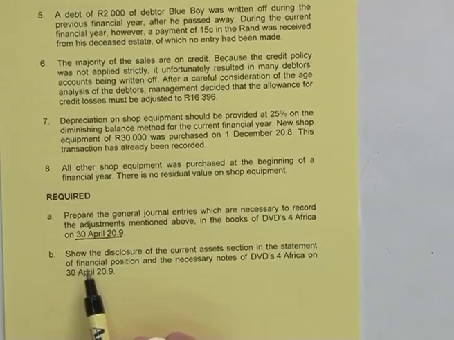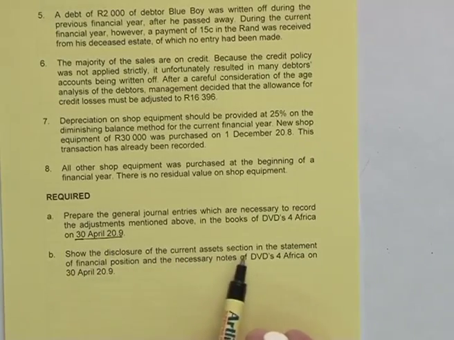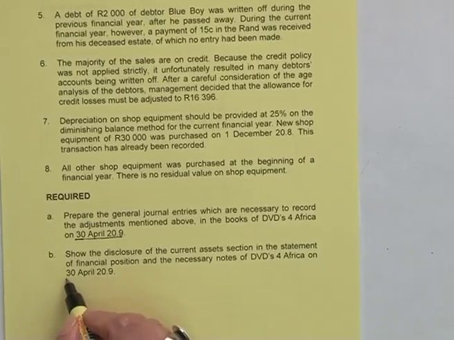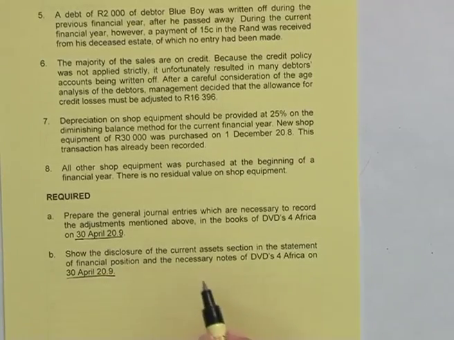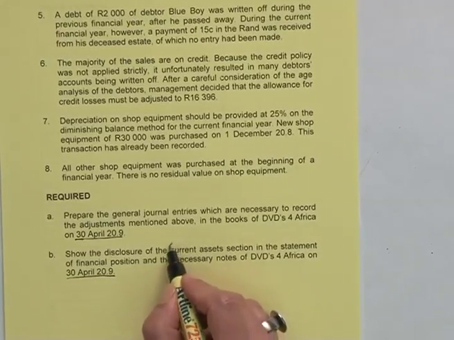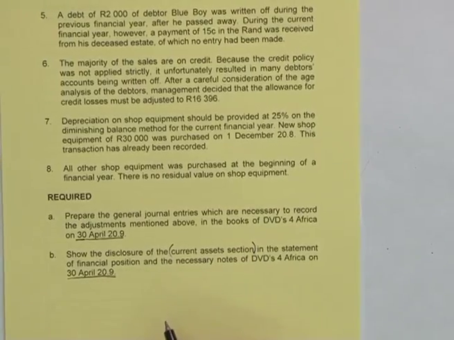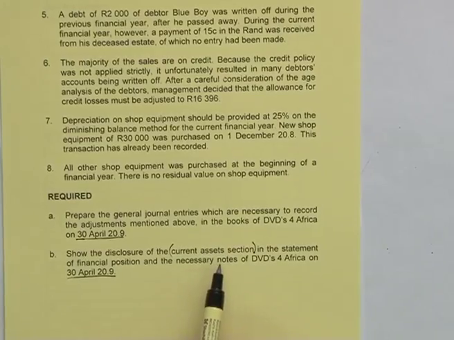In the B part, show the disclosure of the current assets section in the Statement of Financial Position and the necessary notes of DVDs for Africa, again on 30 April 20.9. We are just going to do the current assets section and the necessary notes to explain the amounts in the current assets section.